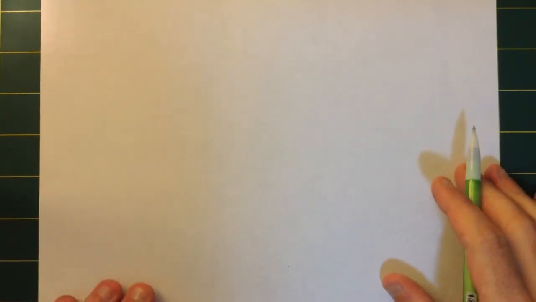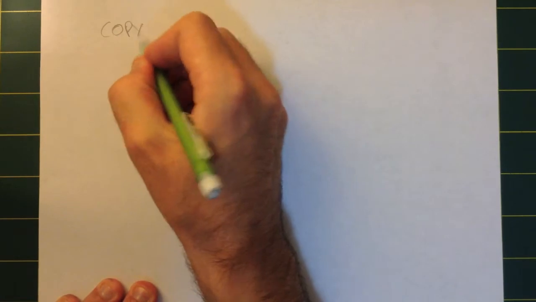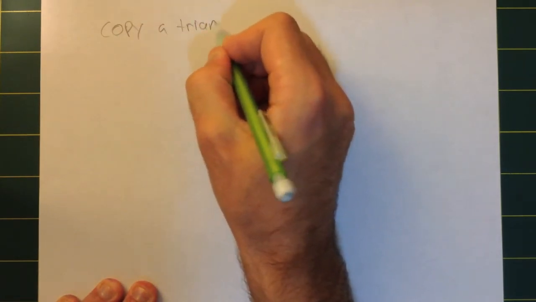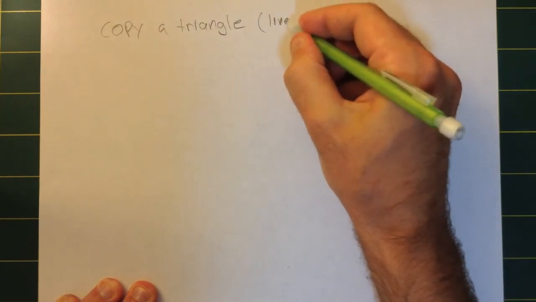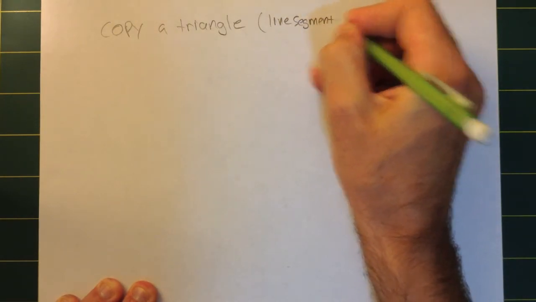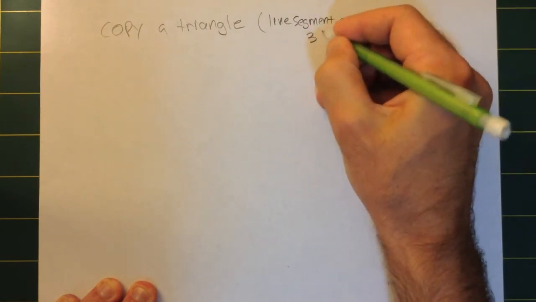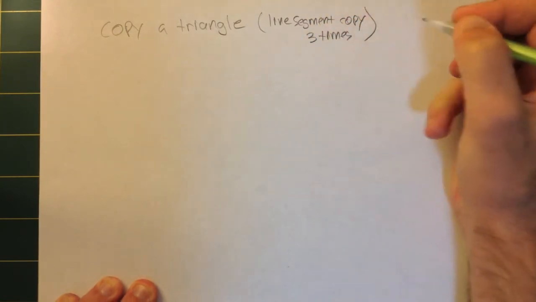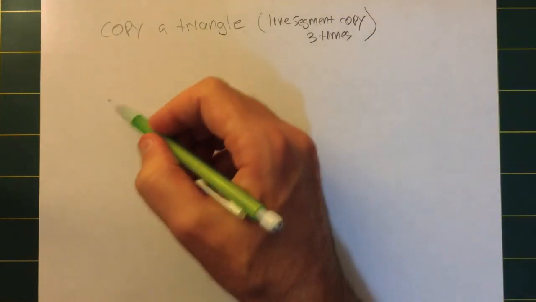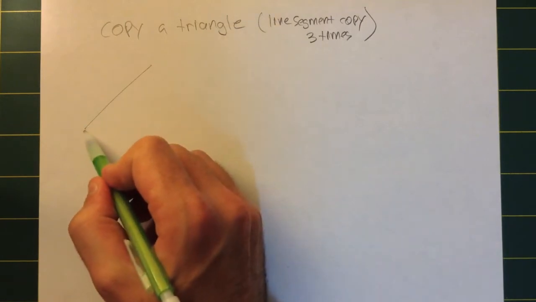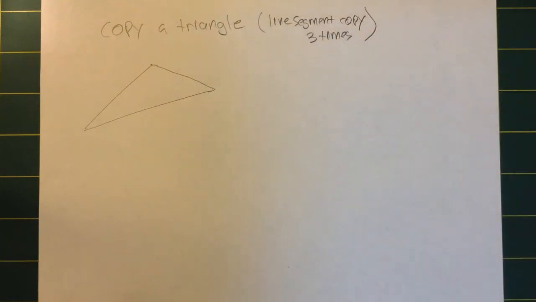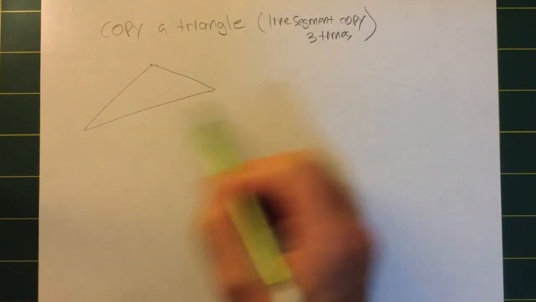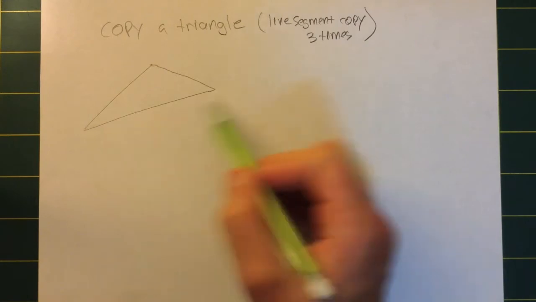The next construction we're going to do is one where we copy a triangle. And this is really just the same as doing the line segment copy 3 times. Triangles have 3 sides. We want to copy those 3 sides, and when we copy those 3 sides, we'll have copied the triangle. So you start out with some triangle. You pick one of the sides to start with. I'll pick the bottom side. You don't have to, you could pick any of them, but I'll pick the bottom side.